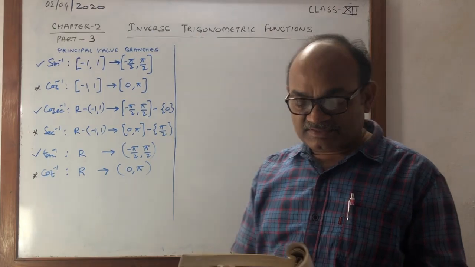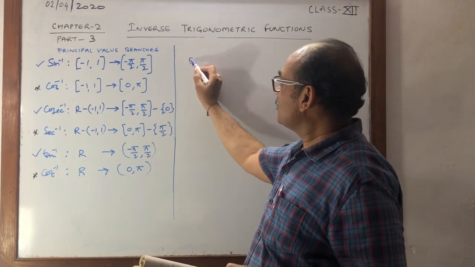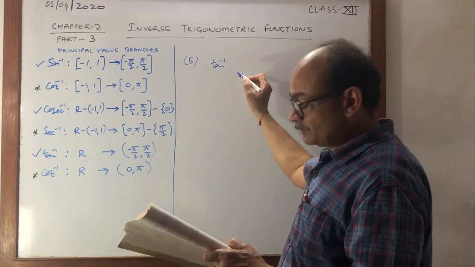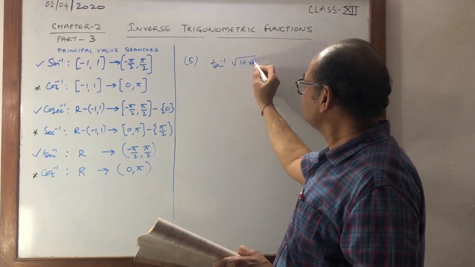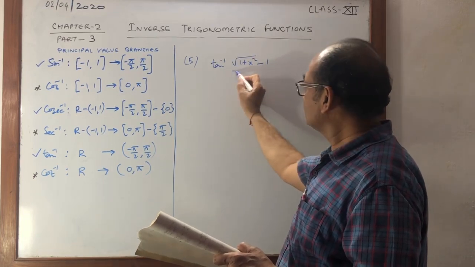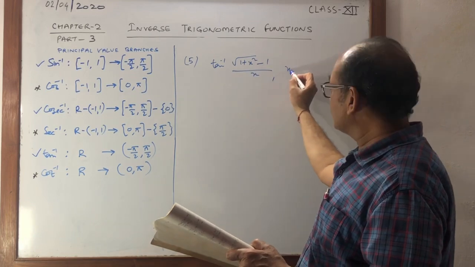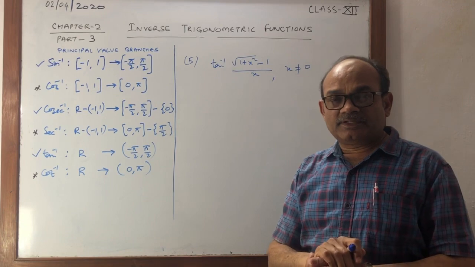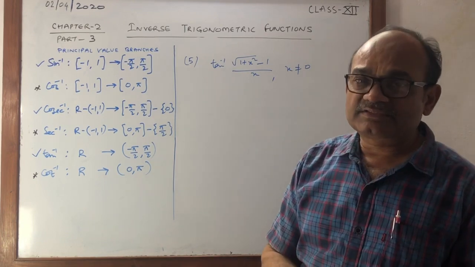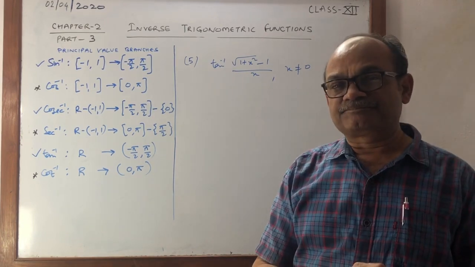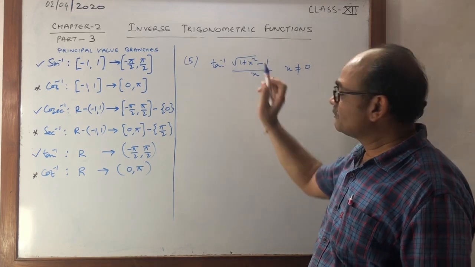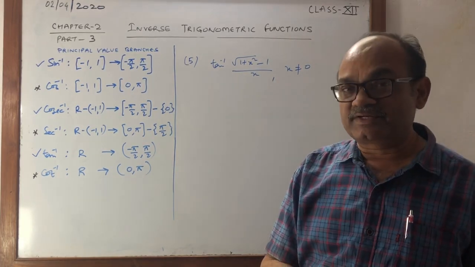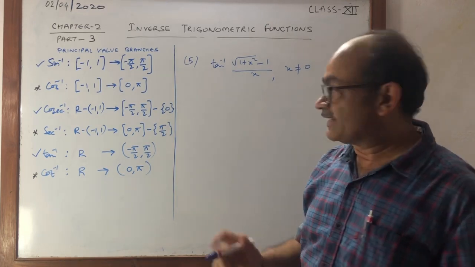For example, the first sum: what is the simplest form of tan inverse of (root of 1 plus x square, minus 1, divided by x), where x is not equal to 0? Here we have to apply class 10th trigonometric identities according to 1 plus x square, x square minus 1, or 1 minus x square. So note down the 3 important tricks.